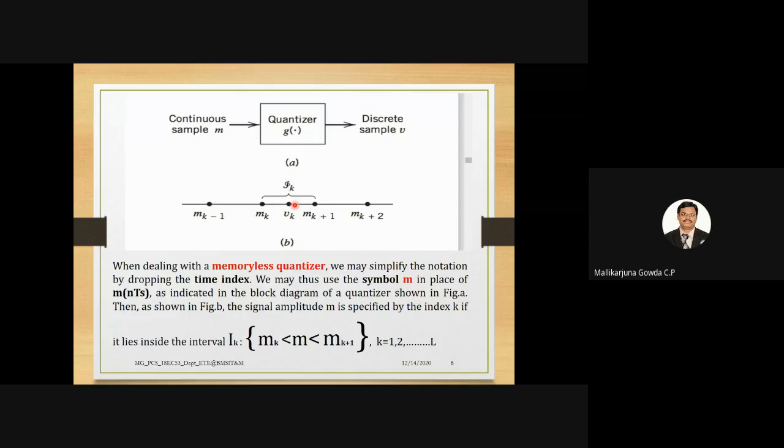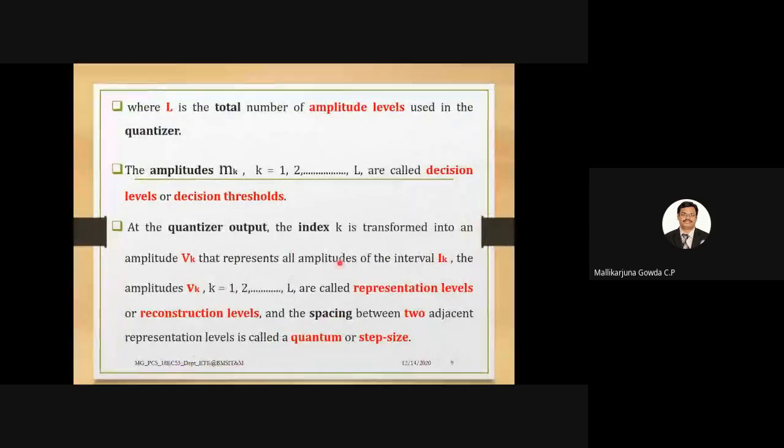It is a generalized representation of the quantization process. The amplitudes Vk are called the what? Representation levels or the reconstruction levels. And the spacing between two adjacent representation levels is known as the quantum or the step size, which is actually denoted by delta.